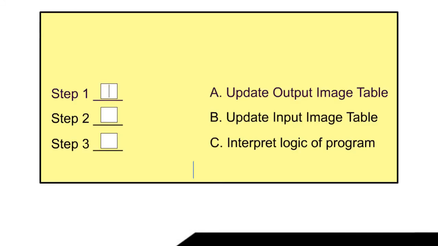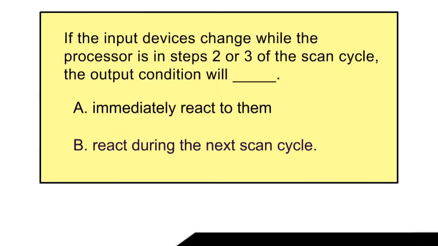Indicate the order to use when performing the processor scan cycle. The correct order is B, update the input image table; C, interpret logic of the program; and A, update output image table.